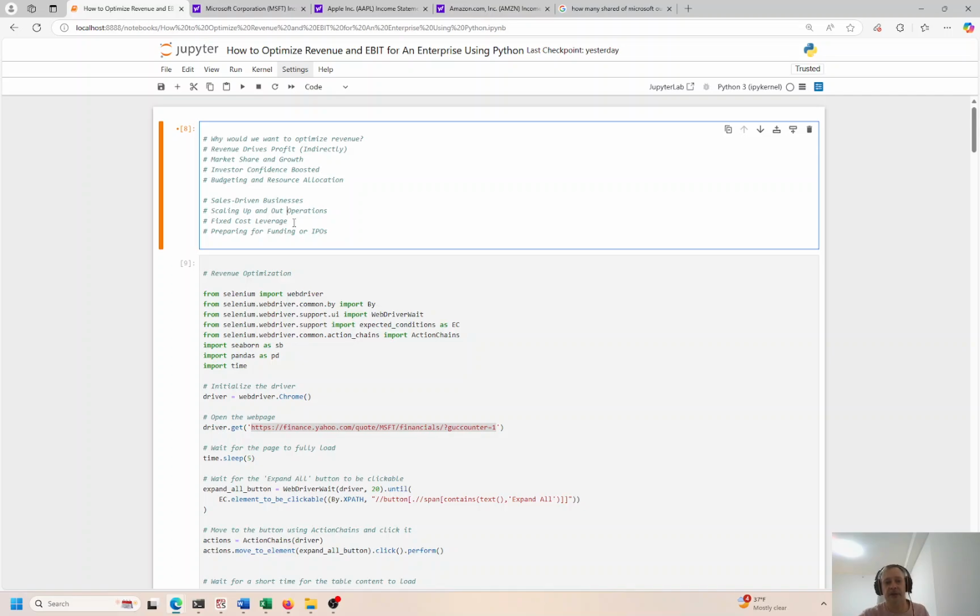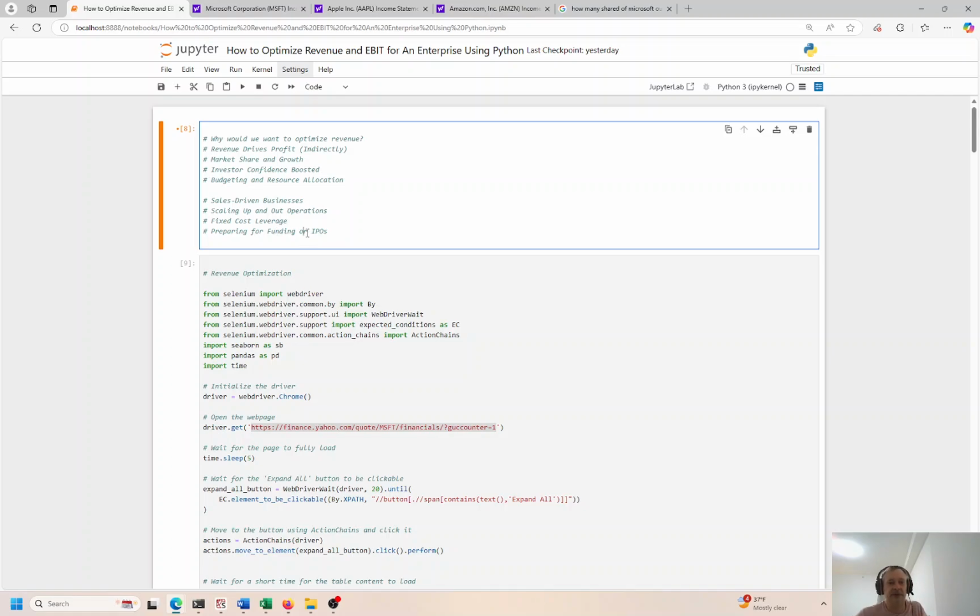Okay, so they can diversify, they can buy businesses. If you have a direct competitor, you could probably buy your competitor. Bill Gates was famous for that in the 90s and the early 2000s, right? Buying out any kind of competition, fixed cost leverage, okay, and preparing for funding for IPOs, okay.